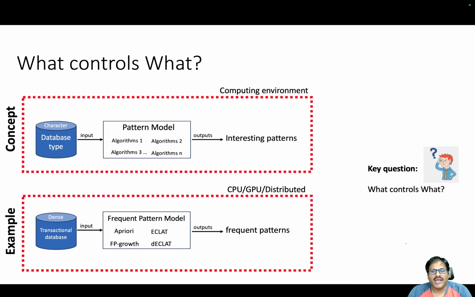Now, the key question that comes to mind is what controls what? How do the database type, the database character, and the computing environment influence our model selection and the algorithm? So, let us look at this key point.